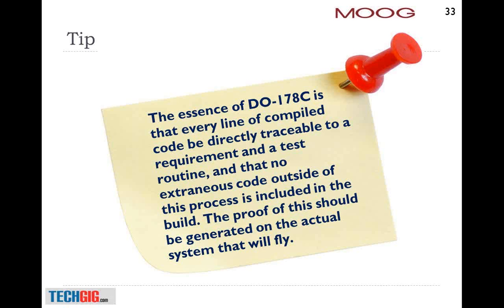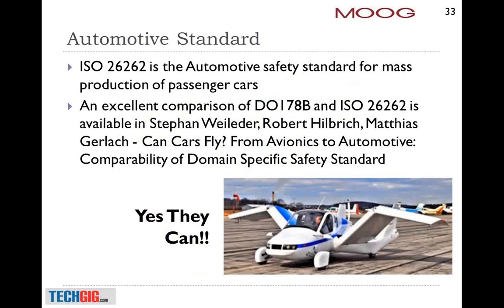So it should be traceable both to a requirement and a test routine, and there is no extraneous, or outside code, and the proof of this should be generated on the actual system that flies. So that is very important. Where you test it on the actual system that flies. That was about the DO178C requirement for the standard for the aerospace.